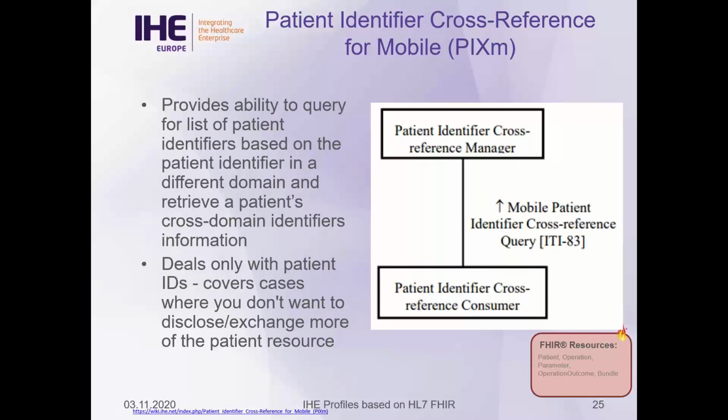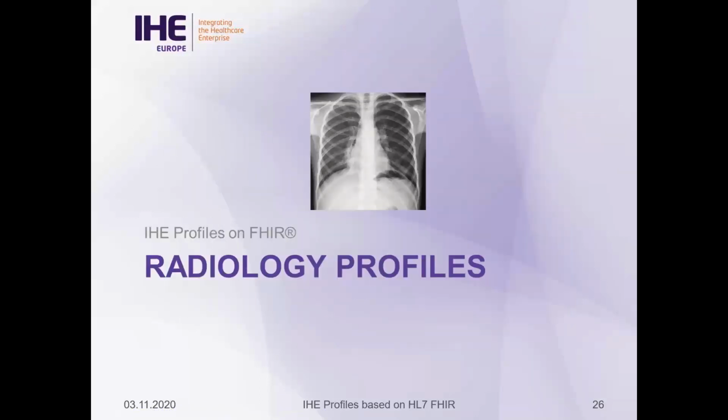And likewise, when you need to match a patient ID against another patient ID in another domain, you need an MPI or a patient ID cross-referencing interface. So that's what PIX does, and PIX is in V2, is in V3, and is now available in FHIR. So that gives you a sense of some of the profiles. I chose 5 that the IT infrastructure domain has developed.